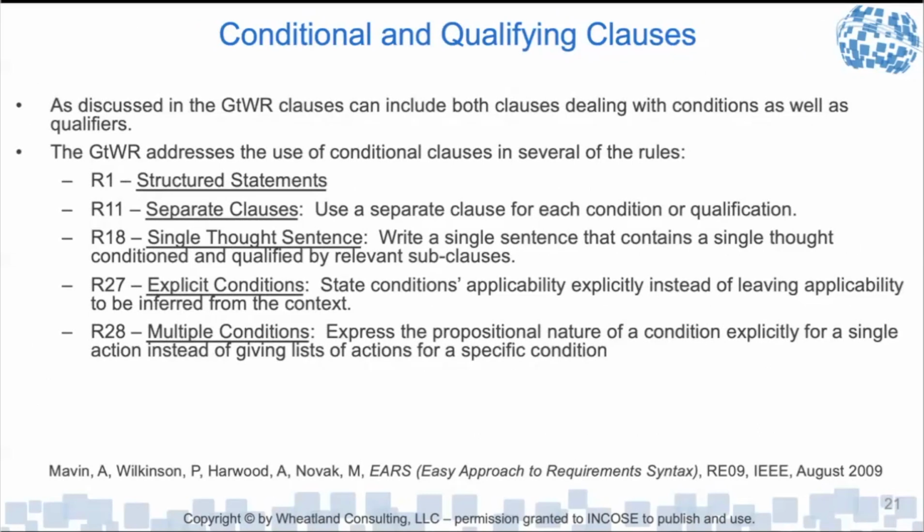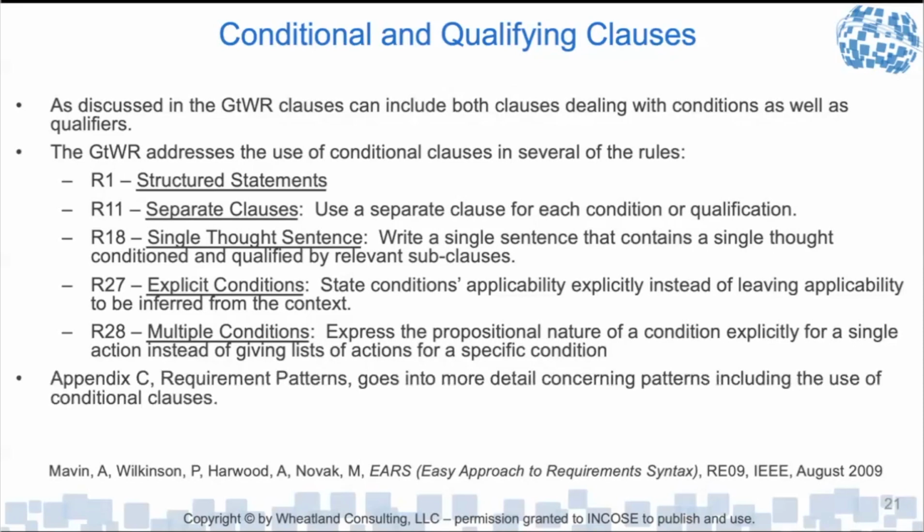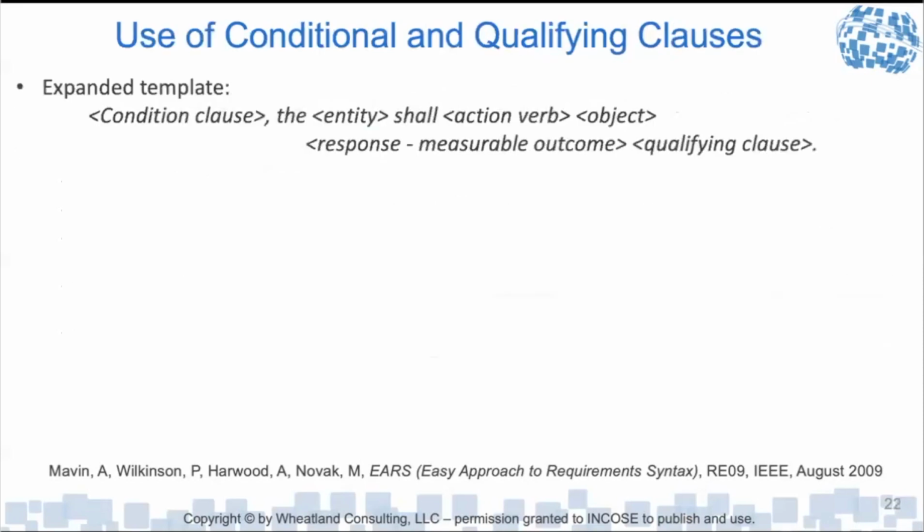And explicit conditions: state conditions and applicability explicitly, instead of leaving the applicability of the conditions to be inferred. And then multiple conditions: express the propositional nature of a condition explicitly for a single action, instead of giving lists of actions for a specific condition. If you have multiple actions for a specific condition, you're going to want multiple requirements. Appendix C, requirement patterns, again goes into more detail about the patterns. When you expand this, the pattern for requirements is: the condition clause, the entity shell, action verb, object, response, measurable outcome, and then any qualifying clause.